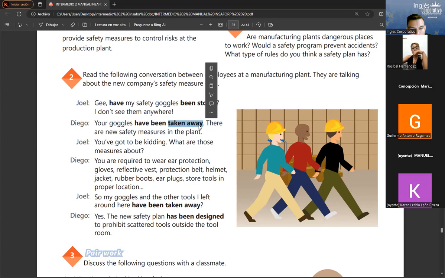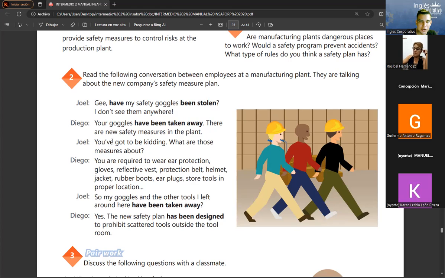It says, your goggles have been taken away. There are new safety measures in the plan. You gotta be kidding. What are those measures about? You are required to wear. What are measures? Medidas. Medidas, exactly. Very good.